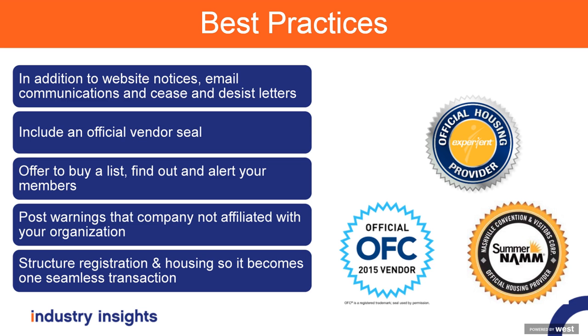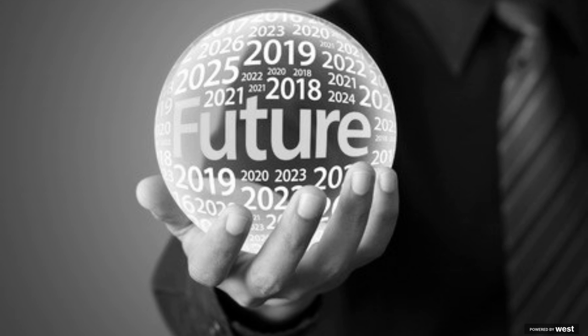In addition to the notices, include an official vendor seal. This is something that's great: book your rooms through here. Offer to buy lists, find out and alert your members. The thing is, don't wait until your folks call you. Be proactive. Salt those lists. Post warnings that we showed earlier, instruct your registration and housing so it becomes seamless.